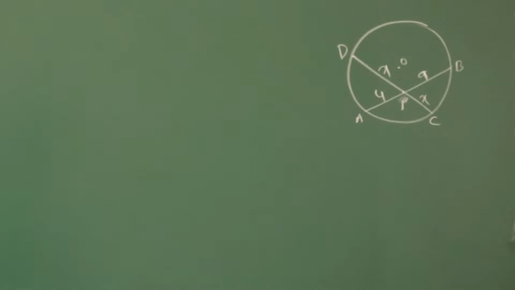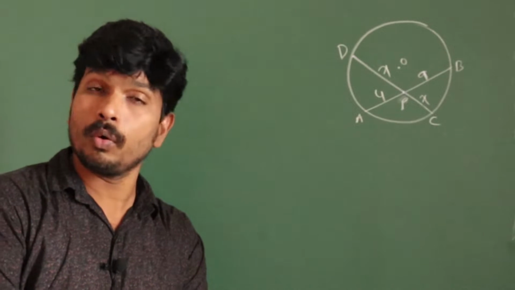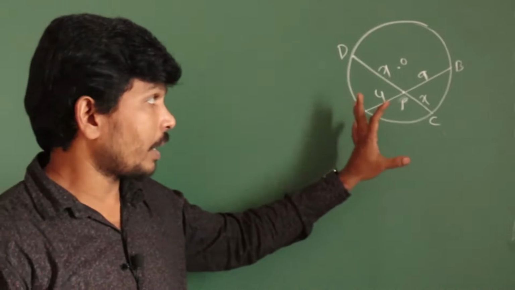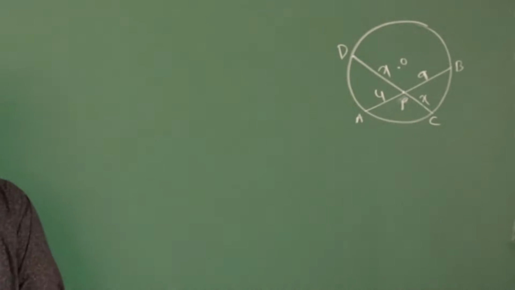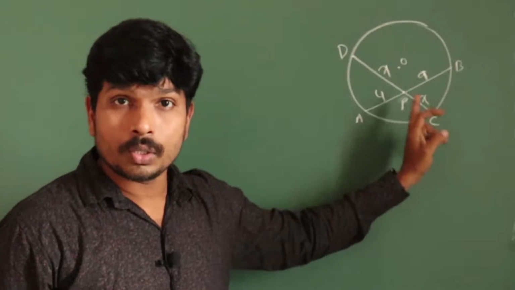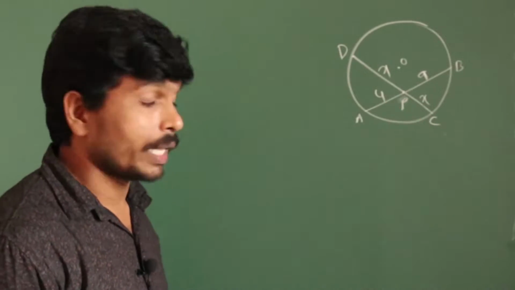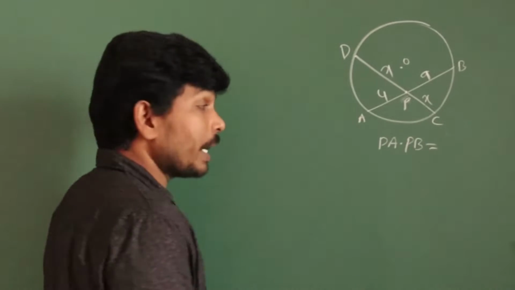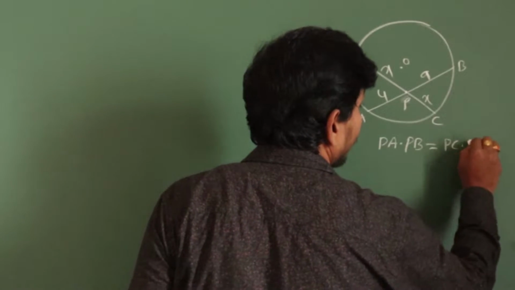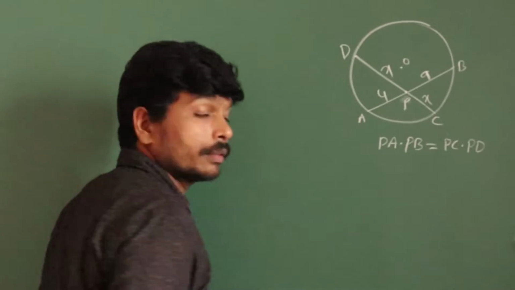Find X. That result we proved, so that's why I gave one problem on it. So tell me the answer. These are the two chords. Two chords intersect at P. Now what is your result? PA into PB is equal to PC into PD.